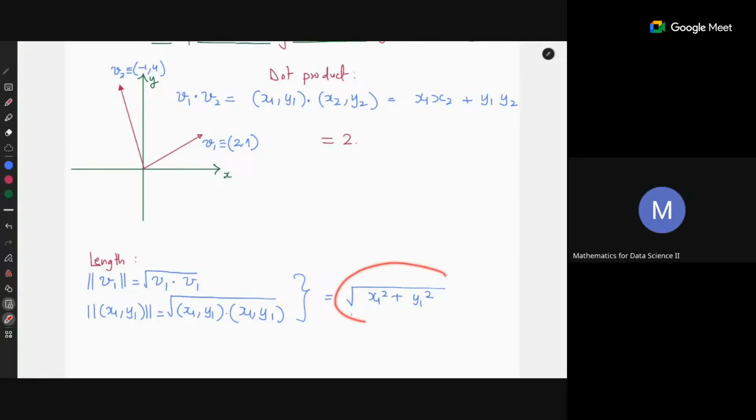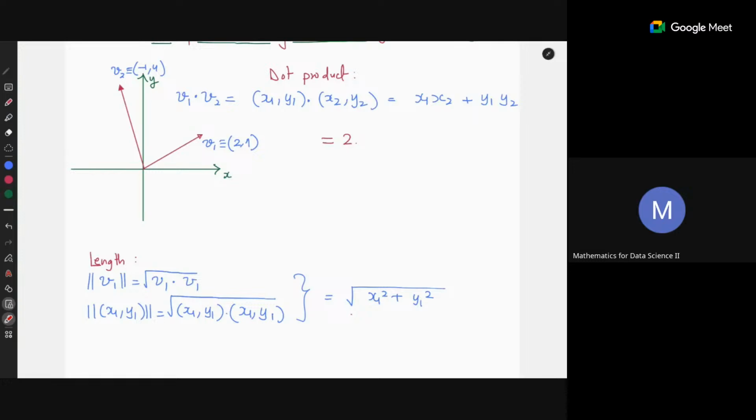But how do we get this length? The length comes from the definition of the dot product. The length of a vector is nothing but the square root of the dot product of the vector with itself. You need to keep this definition in mind because we are going to generalize this in 10 minutes. So given a vector in R2, the norm, or the length, of the vector is defined as the square root of the dot product of the vector with itself.